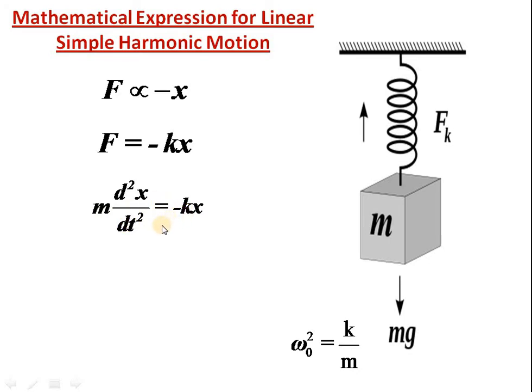Okay, no confusion here. So you can take the mass to the right hand side and bring minus k by m times x to the left hand side. So what happens? We get d²x/dt² plus (k/m)x is equal to 0. So this is actually called the differential equation of a simple harmonic motion. Okay, differential equation of a simple harmonic motion.